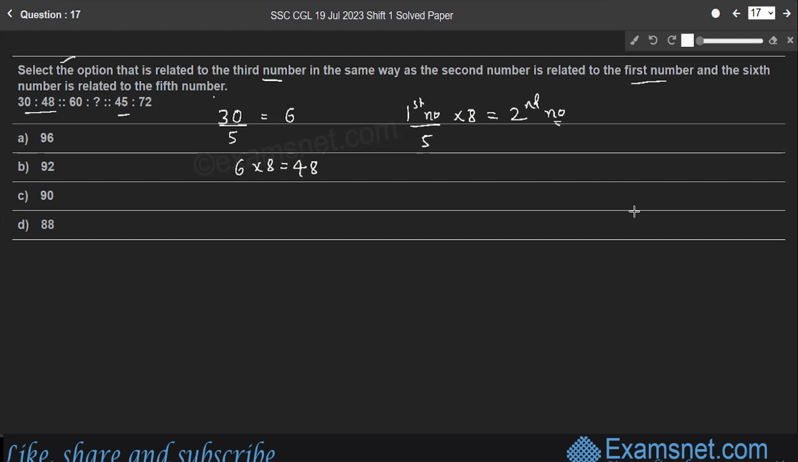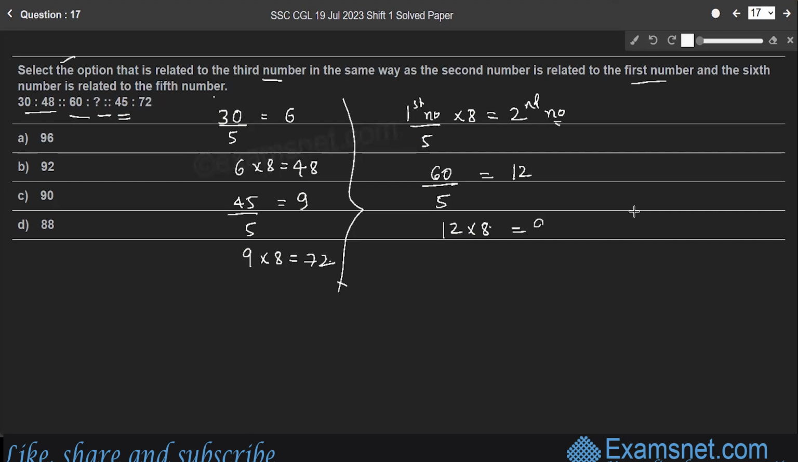Similarly, the fifth number is 45 divided by 5, which is 9, and 9 into 8 gives 72. So in the same way, the third and fourth numbers are related. We'll consider the third number 60 divided by 5 gives 12, and 12 into 8 is equal to 96. Therefore, the fourth number is 96. Option A is the right answer.